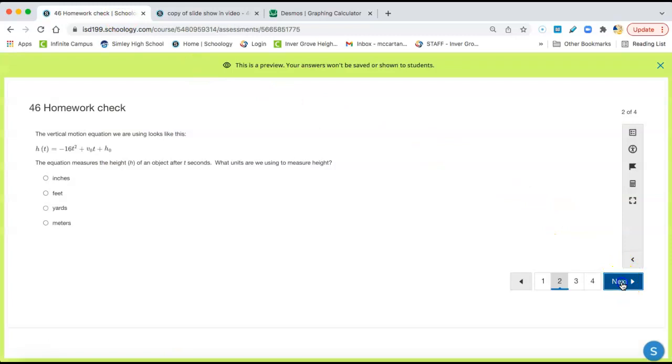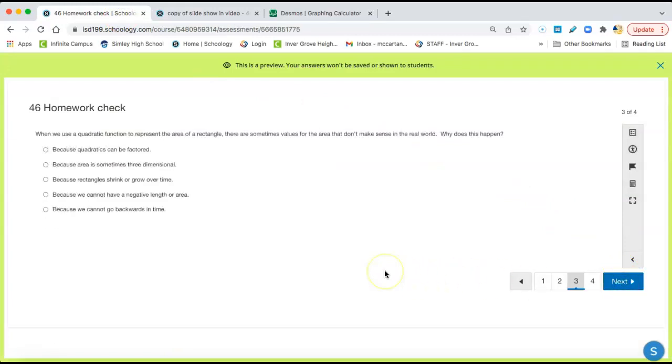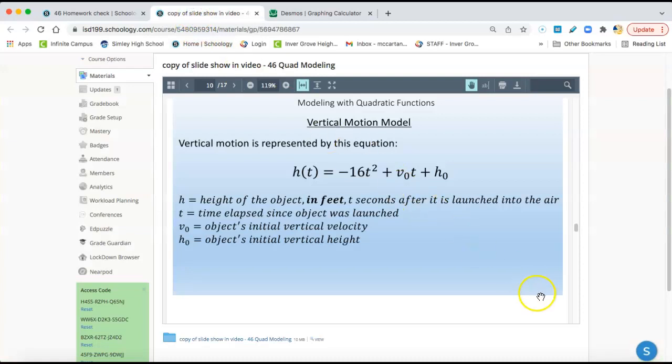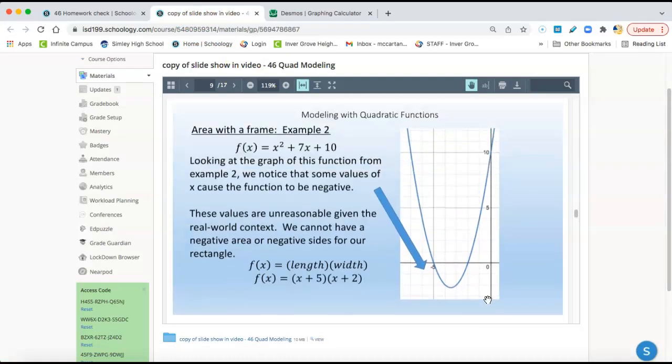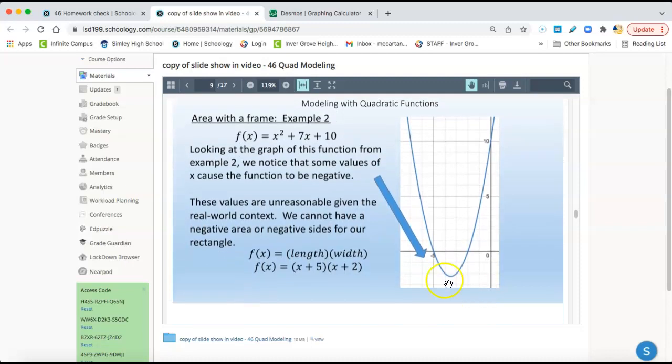All right, number 3. We use a quadratic function to represent the area of a rectangle. There are sometimes values for the area that don't make sense. Why does that happen again? Sometimes there are values that are unreasonable. We cannot have a negative area or negative sides. The length of a side can't be negative. Sometimes we get that in math. It doesn't apply to the real world.